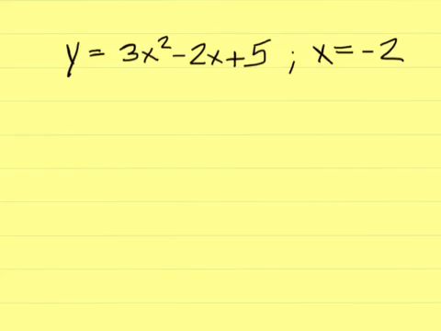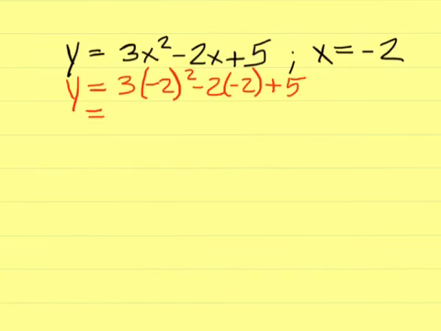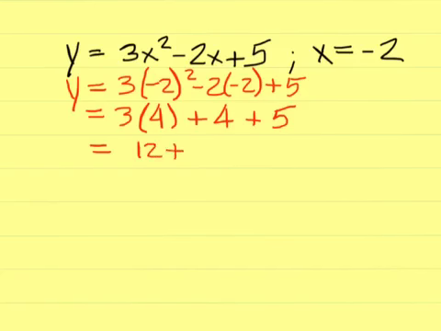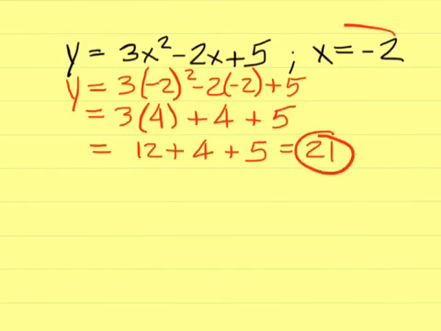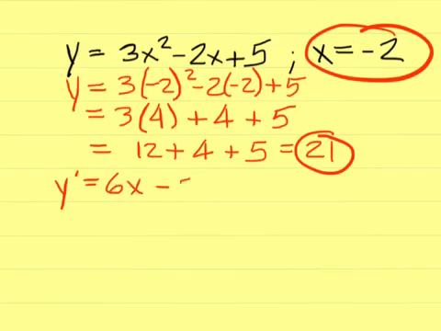This is similar to the last one you just did. Step 1 is to plug in the negative 2 and evaluate. So you should end up with 3 times 4 plus 4 plus 5. So that's 12 plus 4 plus 5 is 21. That's your y value. X value is given. All we need now is the slope, so we need to find y prime. And that would be 6x minus 2. The 5 drops off from the function.